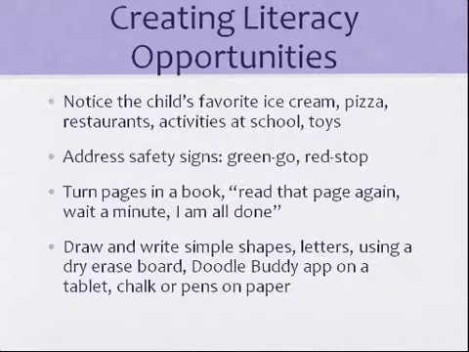So when you're creating literacy opportunities in this stage, we're looking at signs. They're the most obvious first symbol that we learn, that lead us to recall and recognize our favorite ice cream shop, a pizza parlor, restaurants, toys. Safety signs also are important, just obviously to make sure our kiddos are safe. And finally, knowledge about print: reading from left to right, front to back, top to bottom, that sort of thing. And then drawing and writing simple shapes using a dry erase board, doodle buddies, really just exploring the opportunities for literacy, which is reading and writing.